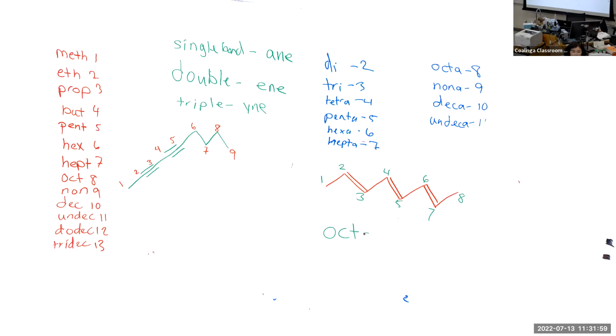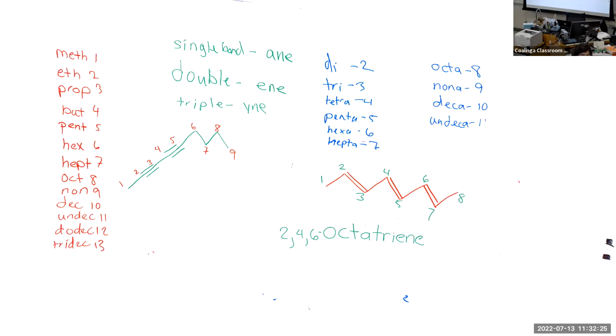Octa, tri, ene. So it'll be 2, 4, 6, octatriene. That was easy. How many double bonds are there? Okay, you got it? You see it? The others were confusing. You guys are good? Yeah.